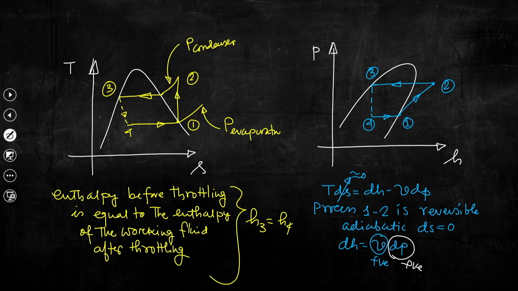Now, I forgot to discuss one important point. Comfortably I could locate point 4 here, but where is the guarantee that point 4 should not be closer to the saturated liquid line? Because if point 4 is closer to the saturated liquid line, certainly entropy at state point 4 will be the deciding factor to locate it in this plane. So, if we can get a clue about the change in entropy of this particular process, from there we can comfortably locate point 4 in this plane.